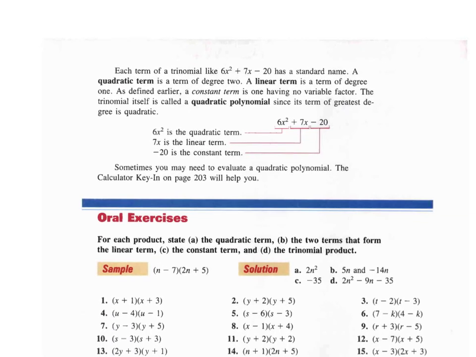Let's look at another example here. So here, this is just some vocabulary. So the very first term, the x squared term, is called the quadratic term. Then the next term with just the x is called the linear term. And the whole thing together is called a quadratic polynomial. The very last number is called the constant. So the negative 20 is the constant. Let me try another example from the oral exercises just to demonstrate this.